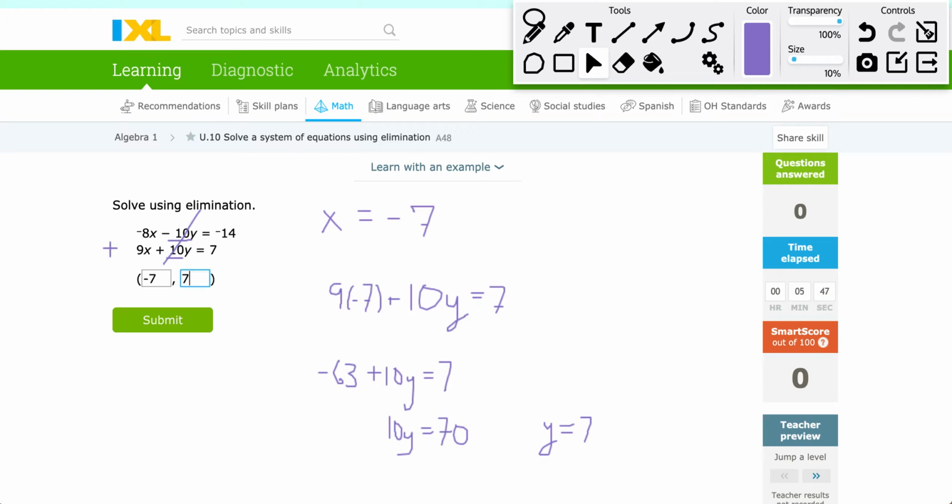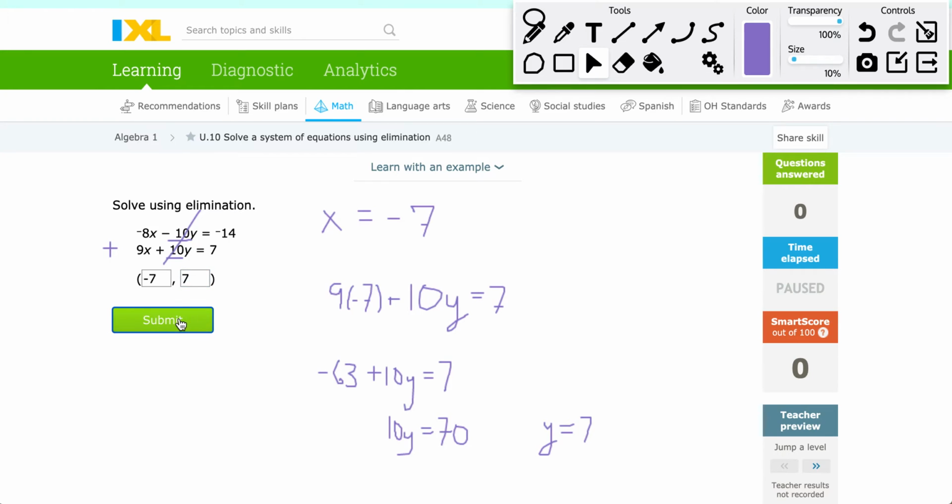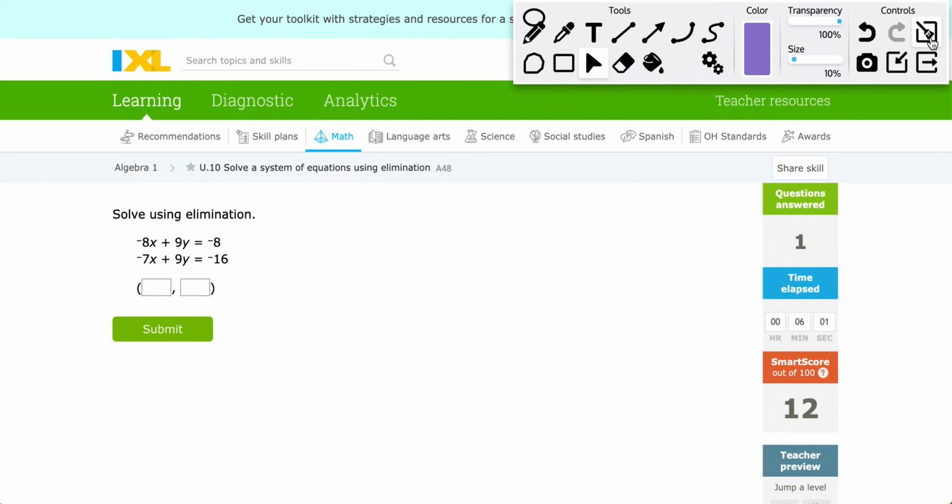So what this tells me is if I were to graph these two equations, this is the point where they would cross. It also tells me that if I plug in this for x, negative 7, into both, and 7 for y into both, it would solve both of them at the same time.